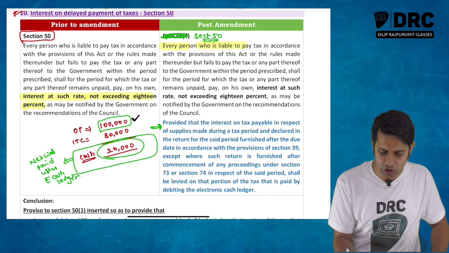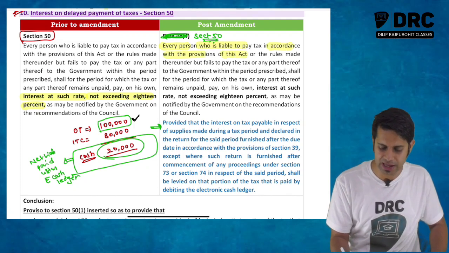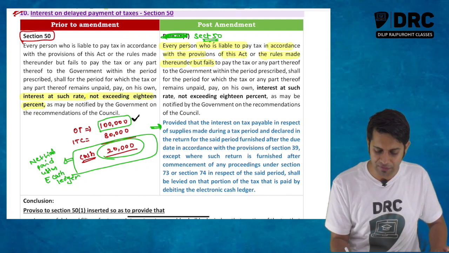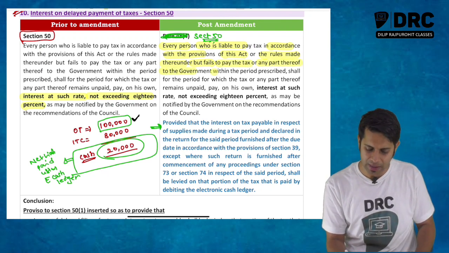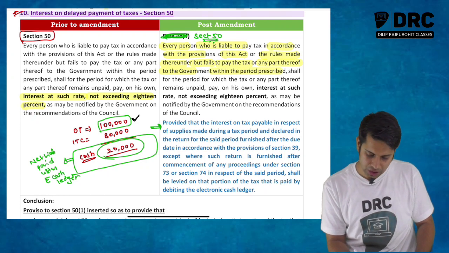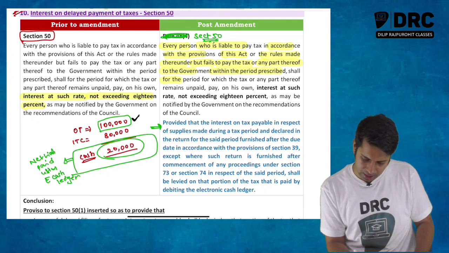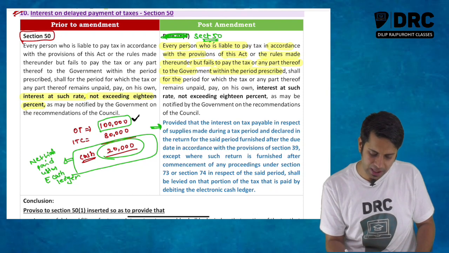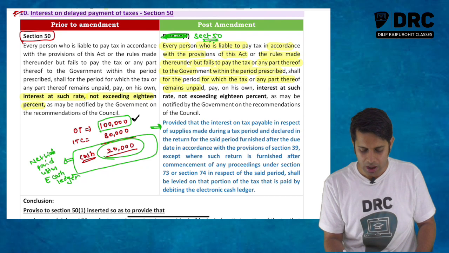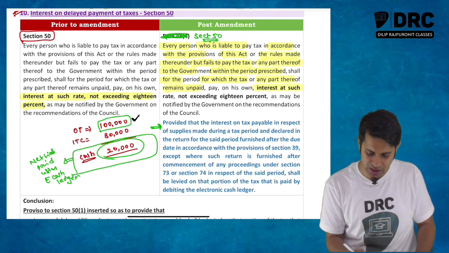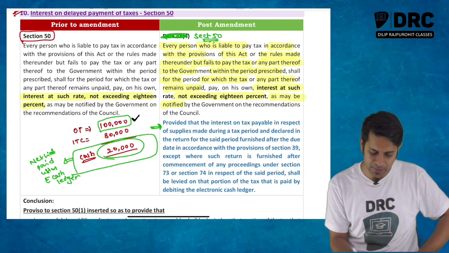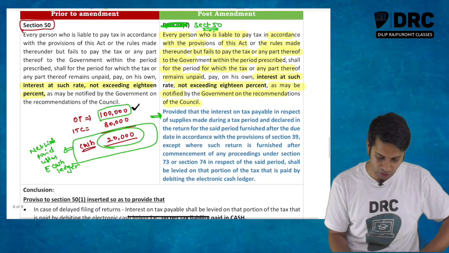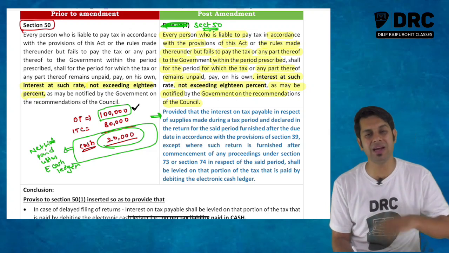Every person who is liable to pay tax in accordance with the provisions of this Act and the rules made thereunder, but fails to pay the tax or any part thereof within the period prescribed, shall, for the period for which the tax or part thereof remains unpaid, pay interest at a rate not exceeding 18%, normally it is 18%, as may be notified by the government on the recommendation of the Council. Now, this interest provision, see, they have added a proviso.